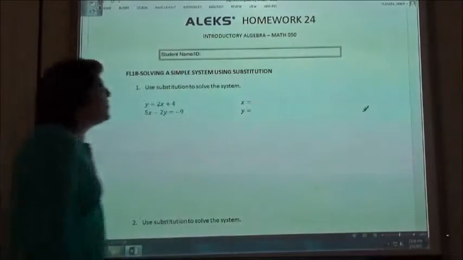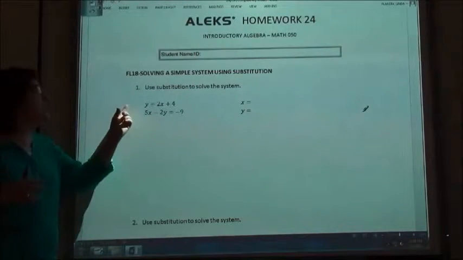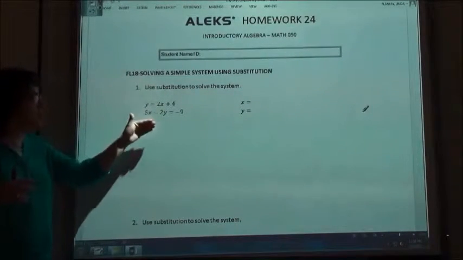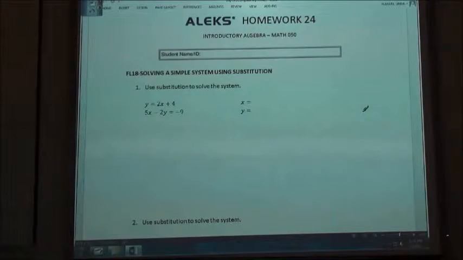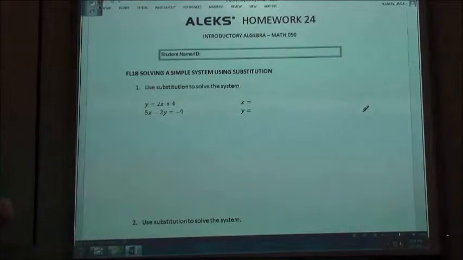Solving systems of equations. A system of equations is when you have more than one variable, and the number of variables you have corresponds to the number of equations you have to have. So if you have two variables, you have to have two equations. If we had three variables, we'd have to have three equations, and so forth and so on. We're just going to do ones with two variables.